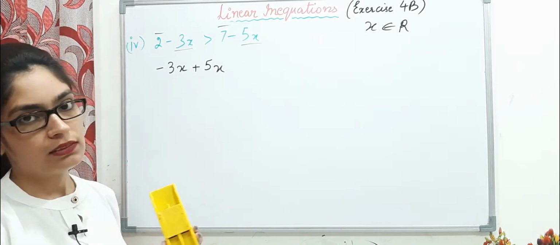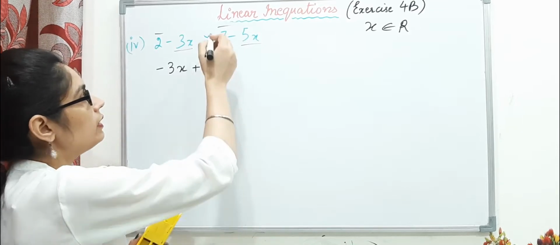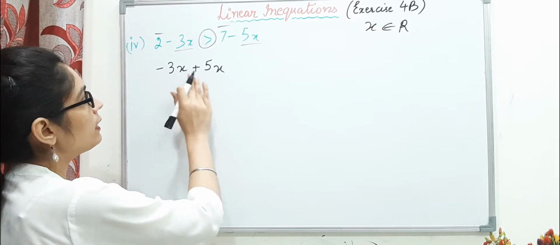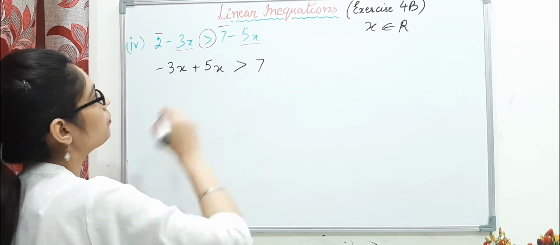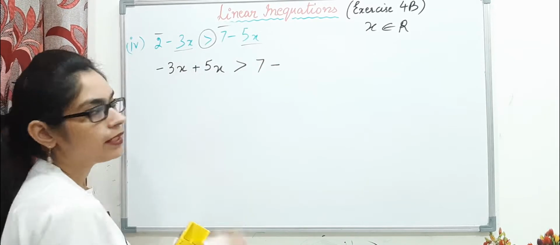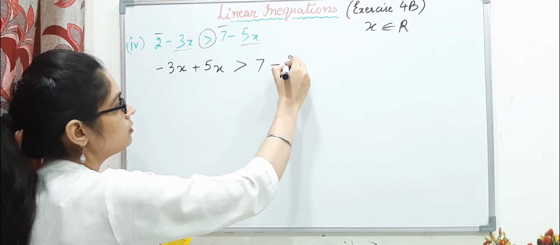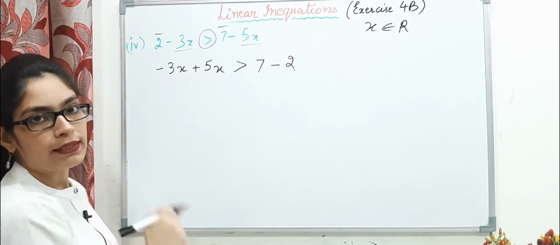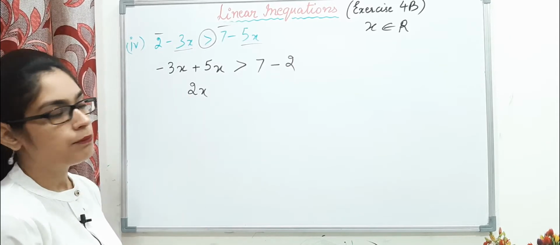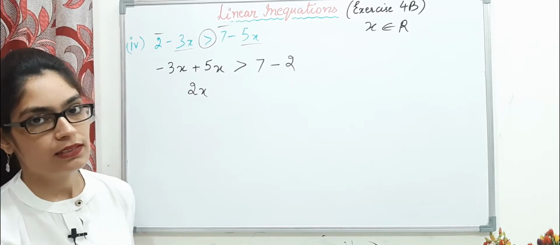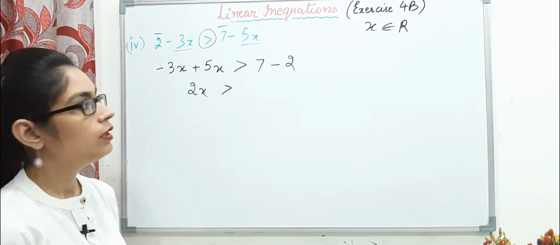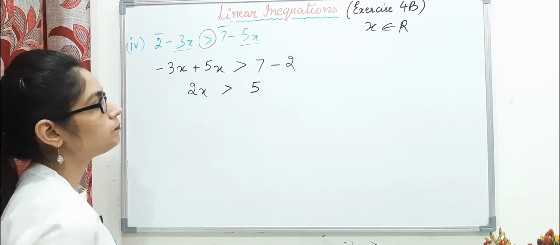So both ways the answer will be the same, but the only difference is that this sign you don't have to change. See, -3x plus 5x greater than 7, I will keep on this side, and 2 I will shift here, plus 2 on shifting to the other side will be changed to -2. Minus plus minus, so 5 minus 3, 2x with the plus sign, because with the greater number, which is 5, the plus sign is there, so plus 2x greater than 7 minus 2, 7 minus 2 is 5.